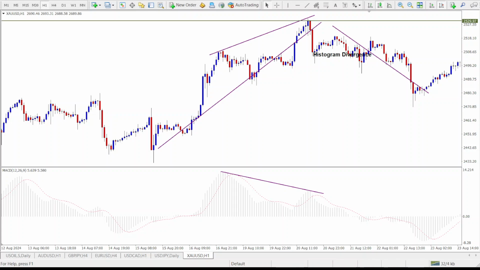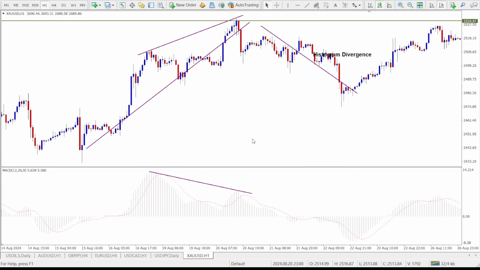However, remember that not all divergences lead to reversals. It's important to point that out. Some might just indicate a temporary slowdown. So always use proper risk management. It is very important. Now, here are a few tips to make the most of histogram divergence.